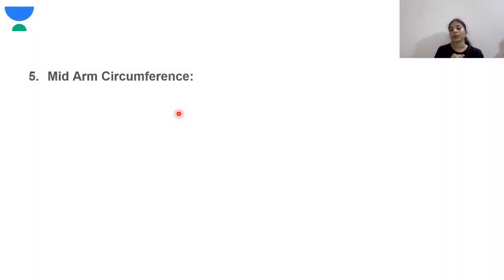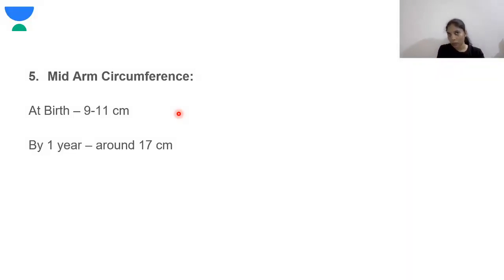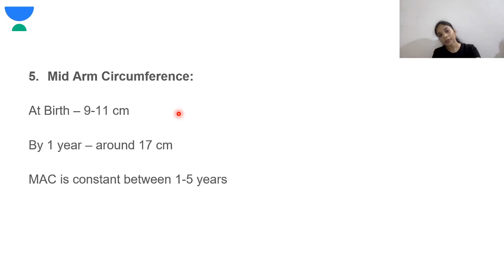Now mid-arm circumference. A child is born with a mid-arm circumference of 9 to 11 centimeters, and by 1 year, it goes up to 17 centimeters. From 1 year to 5 years, the mid-arm circumference is constant. This is very important for malnutrition, for the features in severe acute malnutrition. We will discuss that later, but you need to know what is normal. Right now we are discussing normal growth and development.